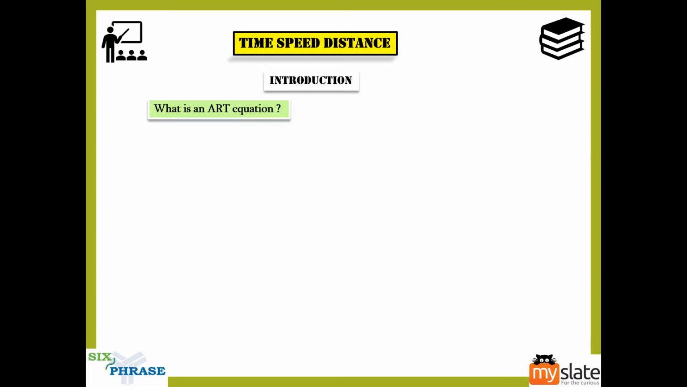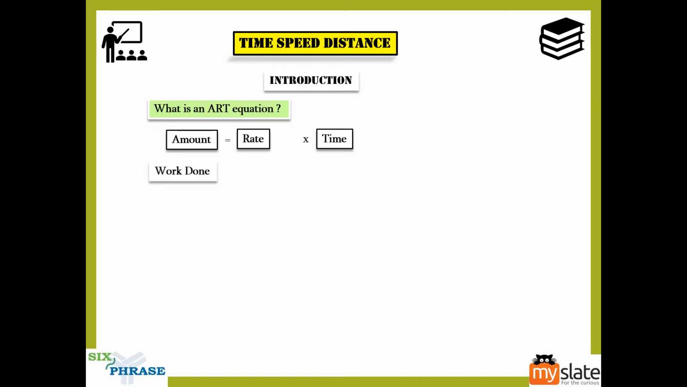There is an equation called the ART equation. In mathematical circles, they call this the ART equation. A represents amount, R represents rate, and T represents time. This is generally called an ART equation. The reason is that it is not just for time, speed, and distance. You will find the same applied for time and work too. If you listen to my lectures on time and work, you'll know exactly what it means.